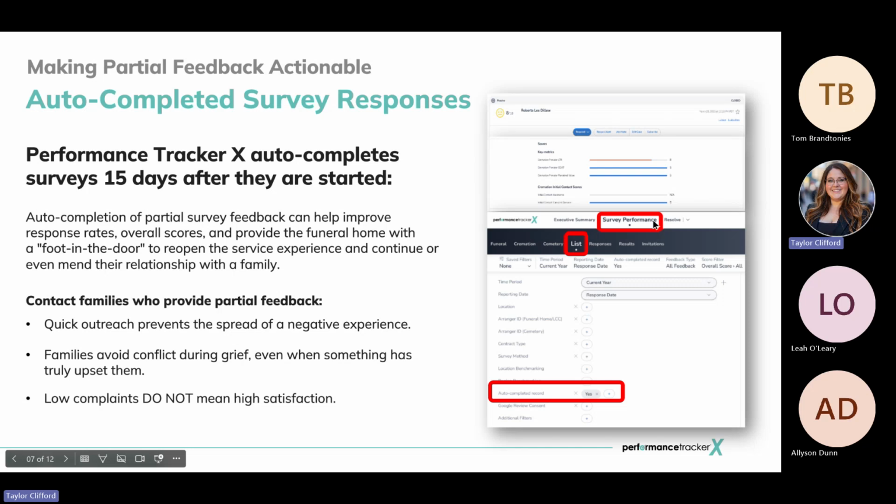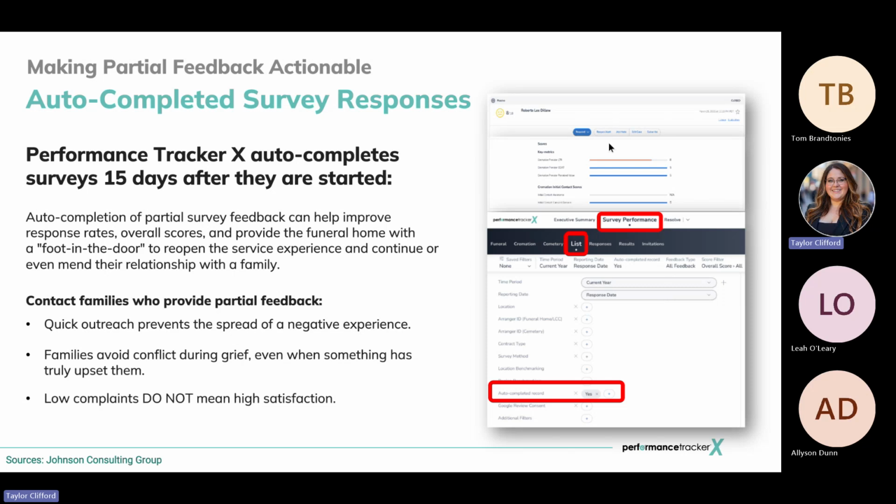So in your dashboard, go into the survey performance primary tab at the top of the page, and then go into the list sub tab, which is essentially an Excel sheet of all the survey responses that you've received within whatever time period you're filtered to. One of the additional filters you can click on, at the very bottom, is auto-completed survey. You would just select yes on that, and then you would receive an entire list of the partially completed surveys.